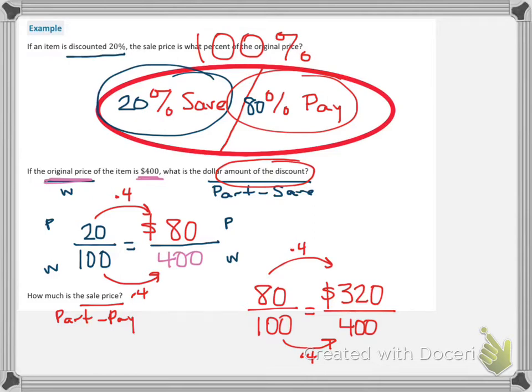All right, so very important that we keep in mind, what part are we talking about? Are we talking about a part that we pay? If we are, then we have to use the percent that we pay to find our answer. If we're talking about a part that we save, then we have to use the percent that we save to find our answer. So a little more detailed, and we have to be very careful of that.